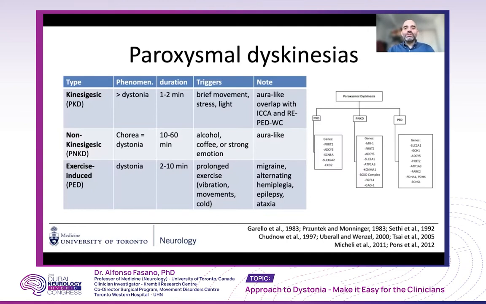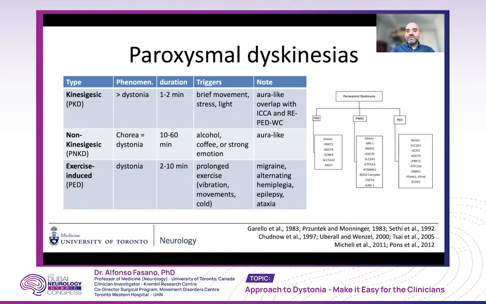Let's talk a little bit about paroxysmal dyskinesias. This is the general chapter, but most of the time in paroxysmal dyskinesias, you have dystonia, as you see here from the table. And there are three main types: kinesigenic, which is usually very brief, very common, and usually triggered by a sudden movement; non-kinesigenic, which is usually triggered by alcohol, coffee, strong emotions, and it lasts longer and is seen less often during the day; and then exercise dystonia, which I just described.